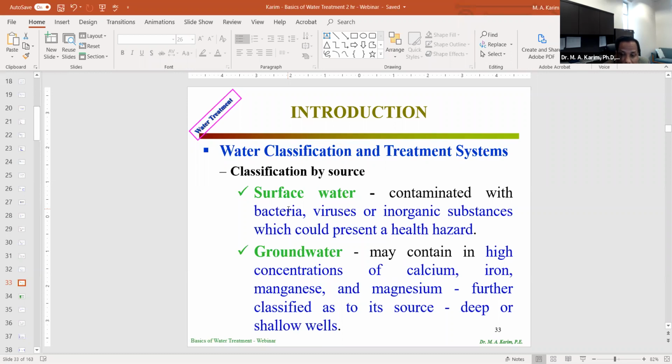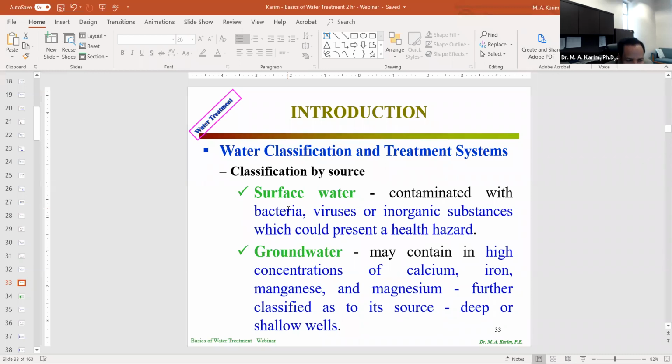So the difference between the 2: surface water may have a lot of suspended materials, and the groundwater will have a lot of dissolved materials. Now, both of them have health effects, depending on what they are.